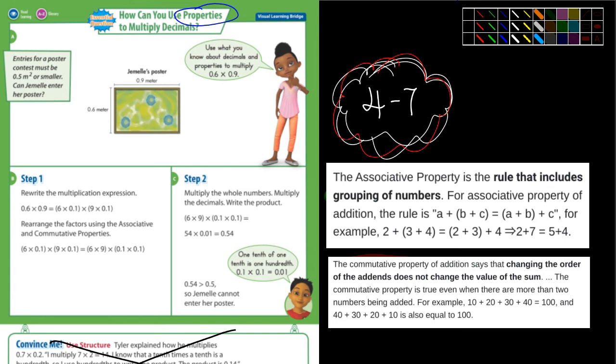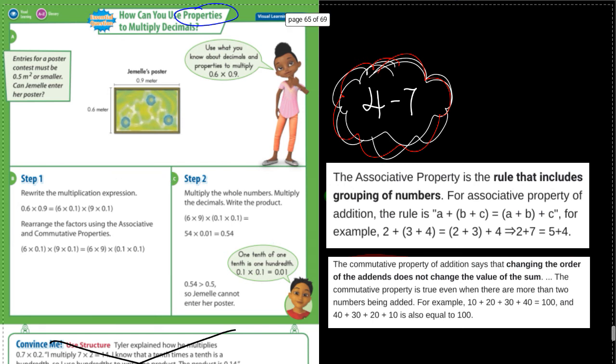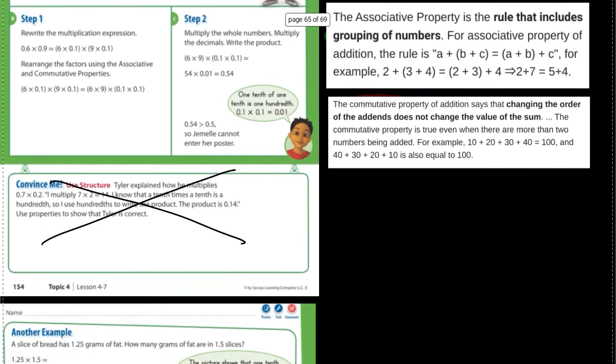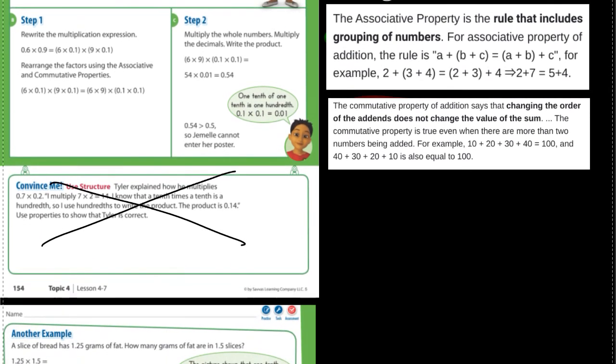Having said that, they've got an example here. I'm not worried about it. Let's move down. Okay, I'm not worried about the convince me. You can put an X through that. And if you didn't finish, I only got 5% left. 14 minutes, it's going to be close.